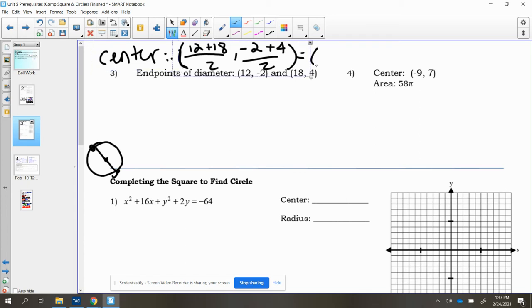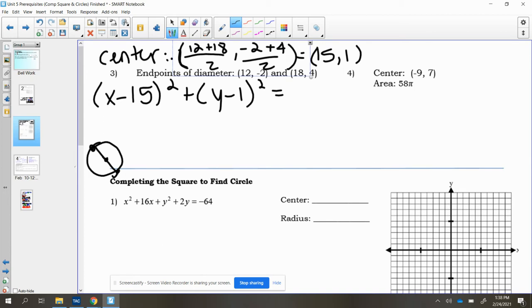We end up with 15 comma 1 as our center of the circle. All right, just finding that midpoint. And then the radius is going to be able to be found very similar to what we did in the last problem, because our radius, again, is from the center to an endpoint on the circle. And in this case, we have 2 endpoints on the circle. So pick your favorite, either 12 and negative 2, or 18 and positive 4. I'm going to choose 18 and positive 4 because I like dealing with all positive numbers. I don't have to remember that negative.